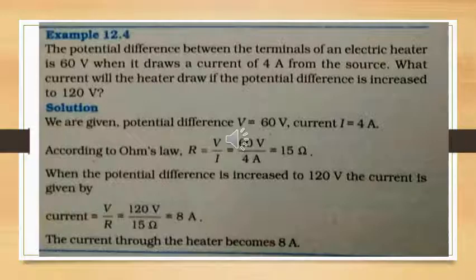When the potential difference is increased to 120 volt, the current is given by current equals V upon R. Now we have already calculated R. It is 15 ohms. So substitute the values. We will get current as 8 ampere. Therefore, the current through the heater becomes 8 ampere when the potential difference is increased to 120 volt.